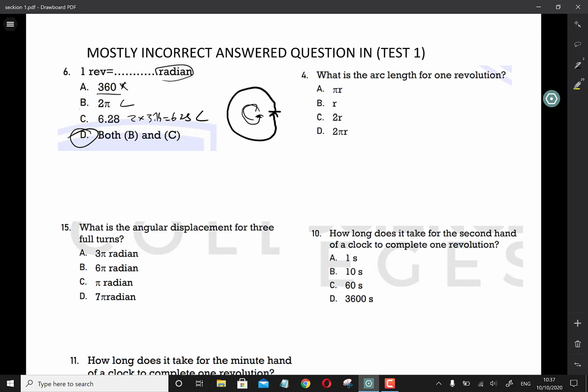Some students answered B, some students answered C. So both are correct, but which one includes both B and C? D. You should read all the choices to answer the question correctly.